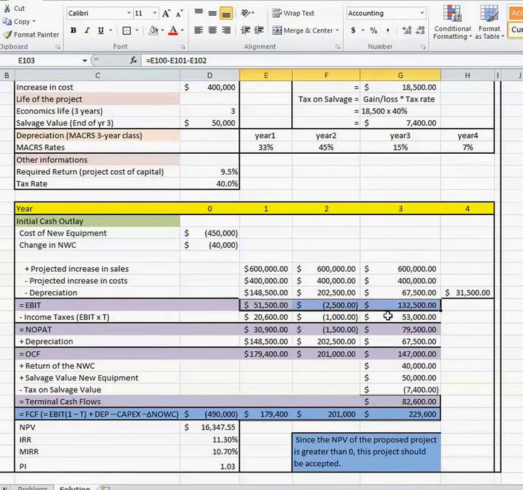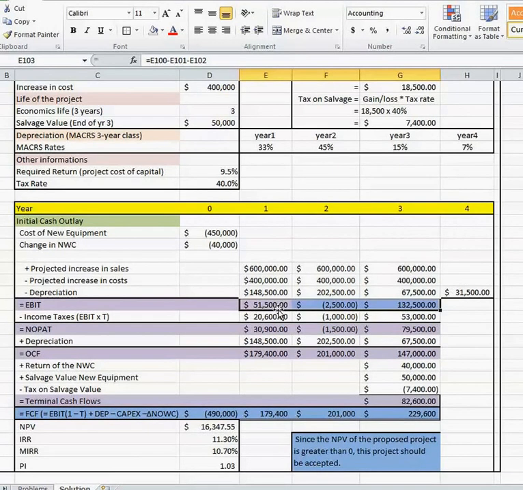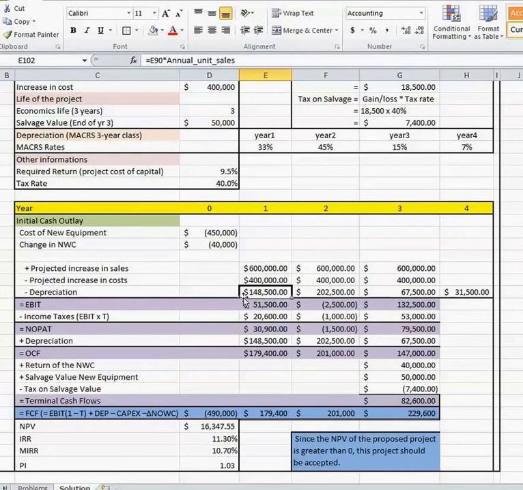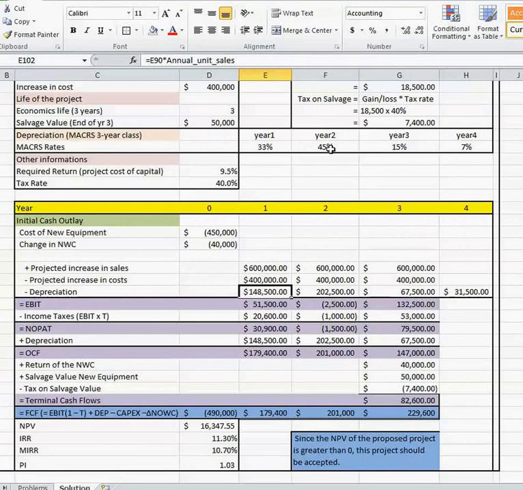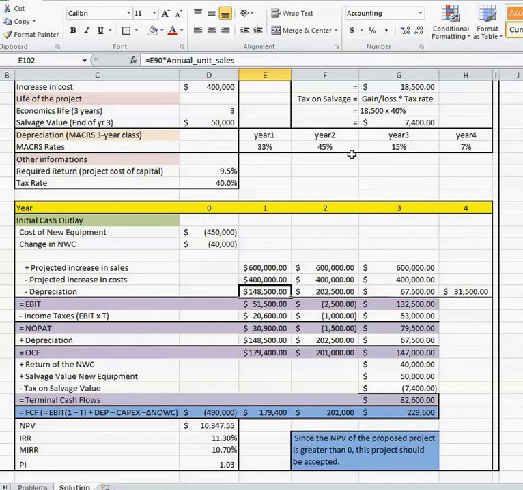Okay, so that's how you calculate this EBIT. Now let me provide you a little bit of insight about the depreciation. It's pretty straightforward. In this case, we have year 1 is 33%, year 2 is 45%, year 3 is 15%, and year 4 is 7%.